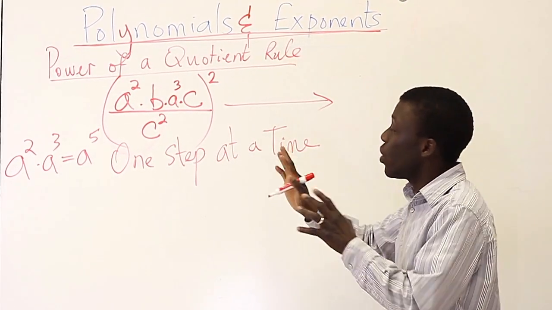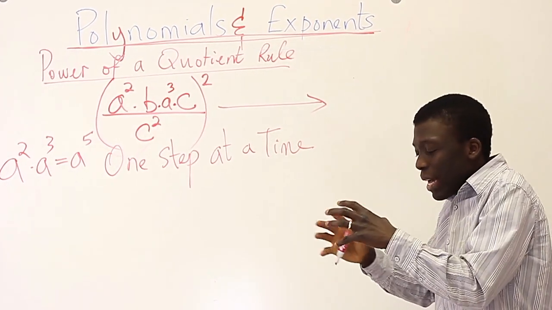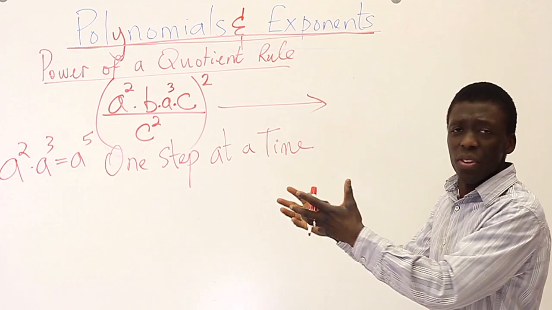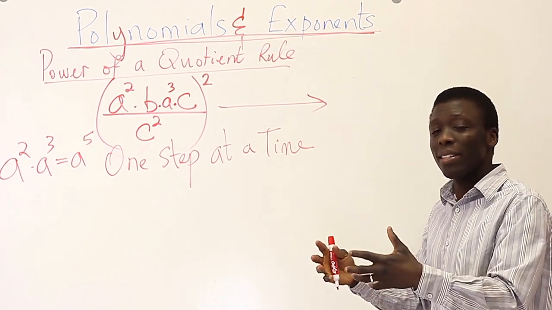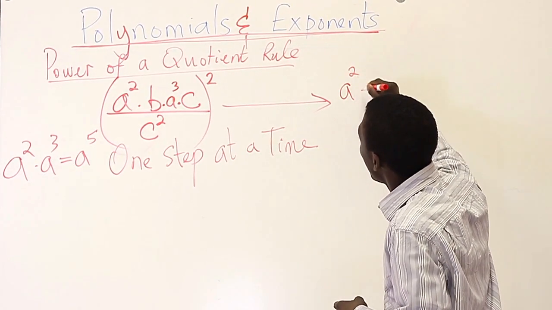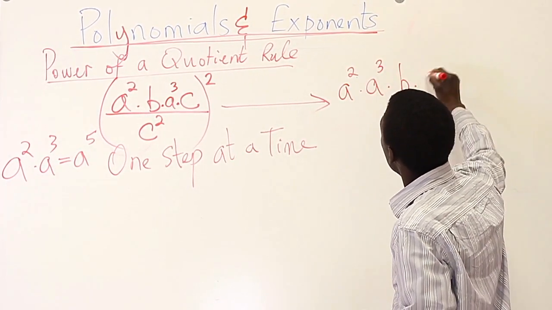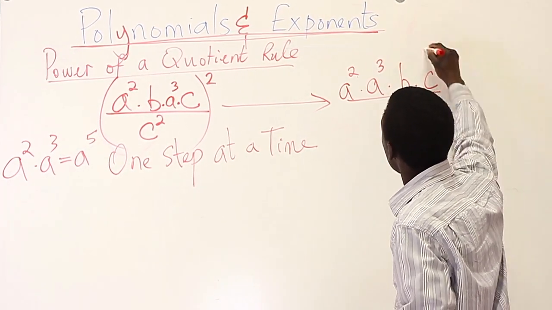So the next thing we're going to do is move the A's next to one another. Let's take care of what's inside that parentheses. Remember your order of operations, PEMDAS? Well, that applies in algebra as well. And so let's put the A's next to one another. We have A cubed and A squared, and then we have B and C, and we're dividing that by C squared.